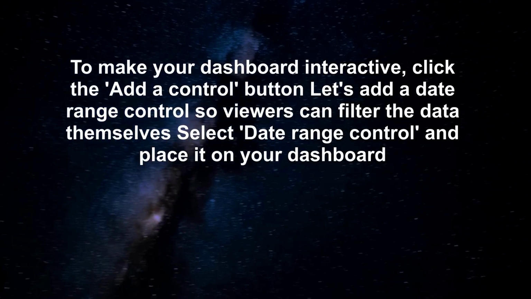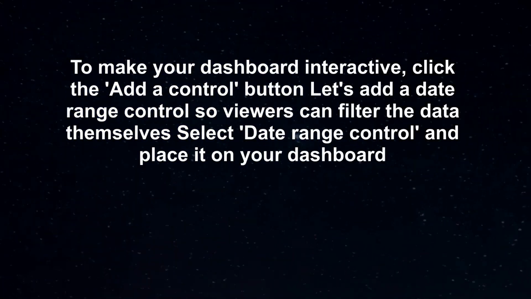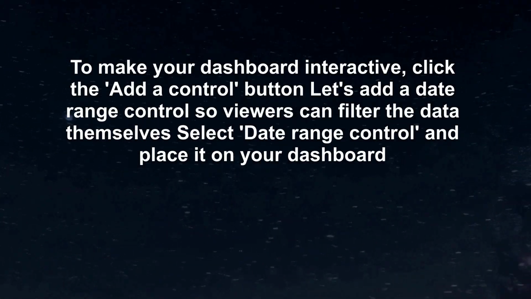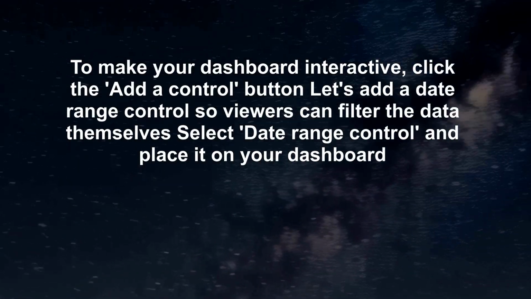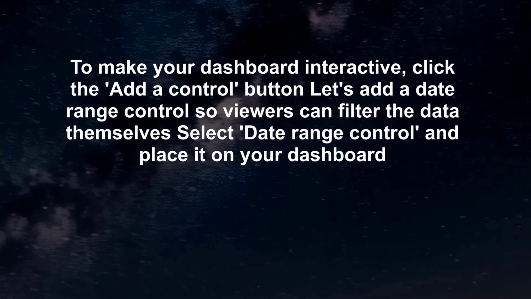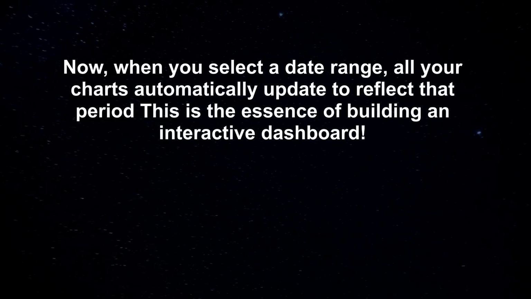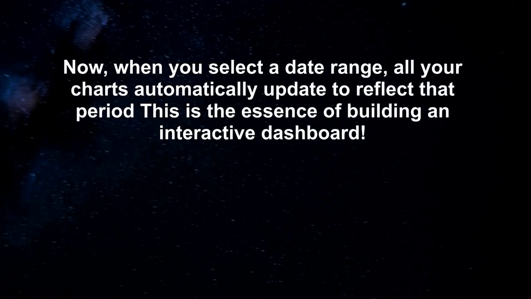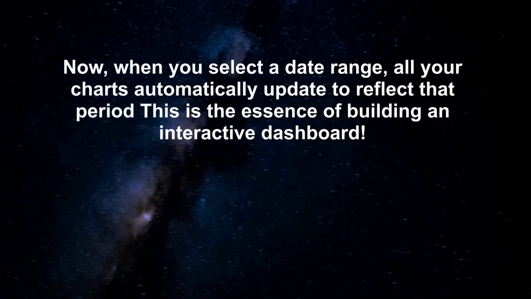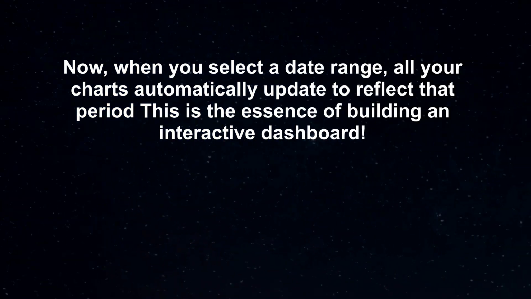To make your dashboard interactive, click the Add a Control button. Let's add a date range control so viewers can filter the data themselves. Select Date Range Control and place it on your dashboard. Now, when you select a date range, all your charts automatically update to reflect that period. This is the essence of building an interactive dashboard.